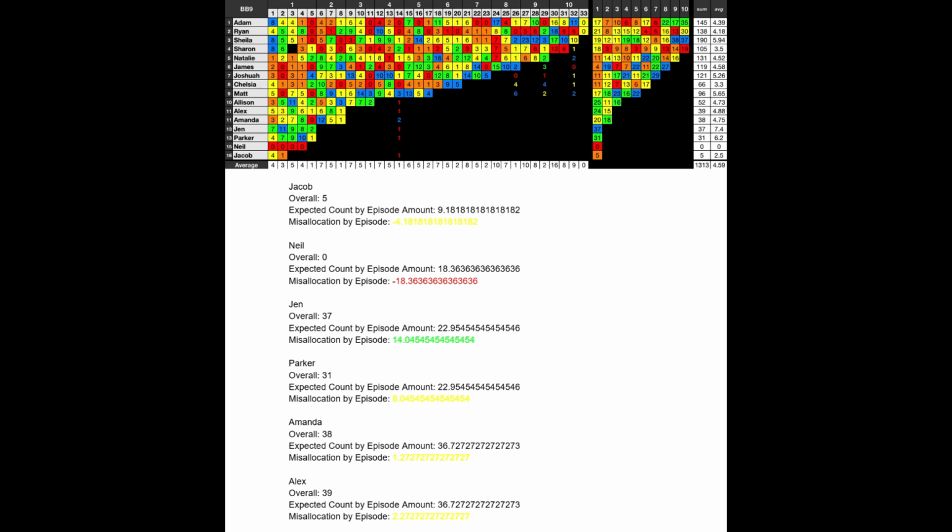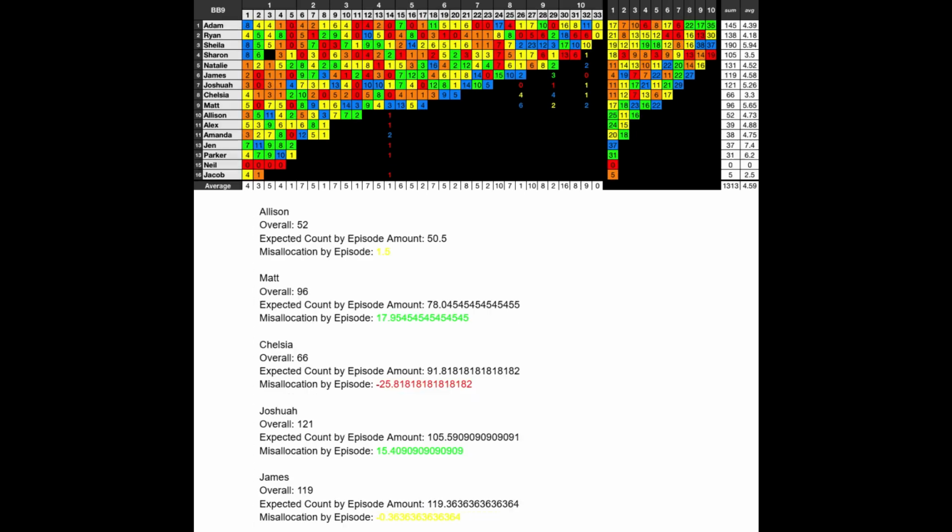Amanda has 38 diary rooms, and her expected count by episode amount is 36. So she is in the perfect range, as she only has 2 more diary rooms than necessary. And it's pretty much the same with Alex, though he has 39, and he has an additional diary room more than she does, where his misallocation by episode amount is 2.27, where hers is 1.27.